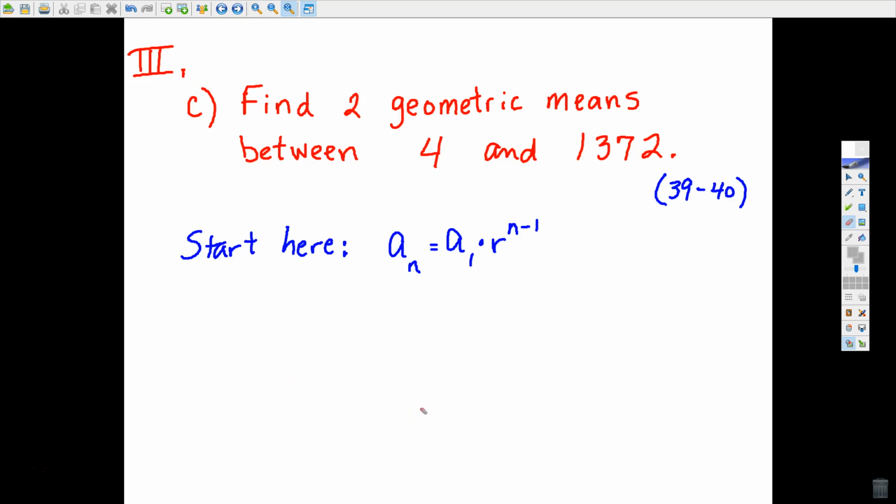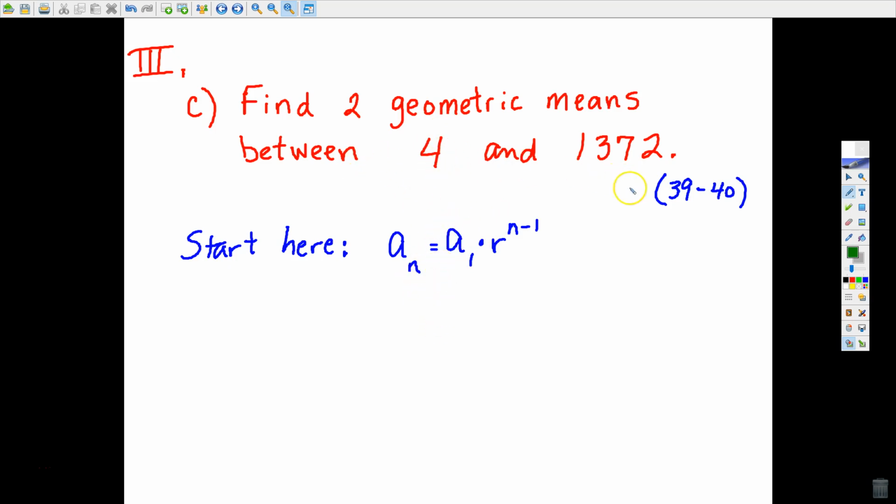Okay, well, same thing here, but a little different twist on the problem. Here are two numbers on either side of two missing numbers. And it's our job to find the two missing terms. They call them geometric means. Well, here's how we're going to do this in this particular case.